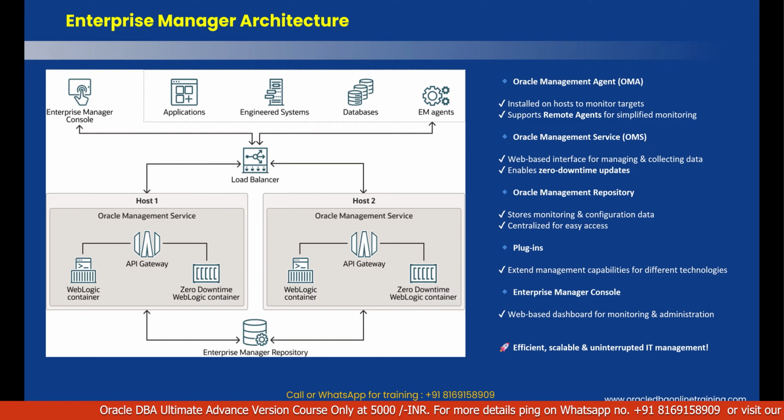Now, if you have a large scale environment, you can do the high availability feature. I mean, you can enable the high availability features with the multi-host configuration as well. Whenever we are doing such kind of configuration, a load balancer also gets enabled. With the help of this load balancer, you can access the overall infrastructure monitoring with the help of the Enterprise Manager Console. This console will be accessible from the web browser.